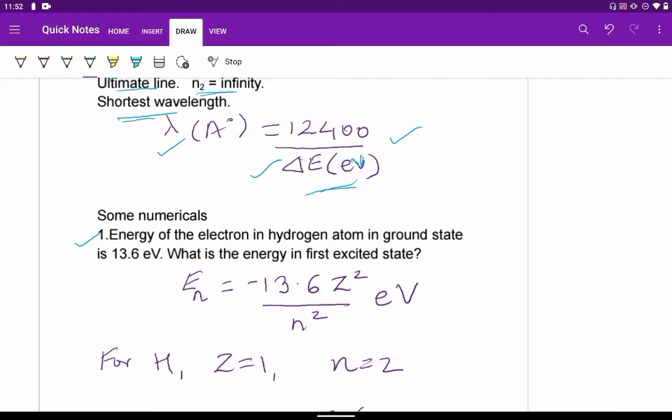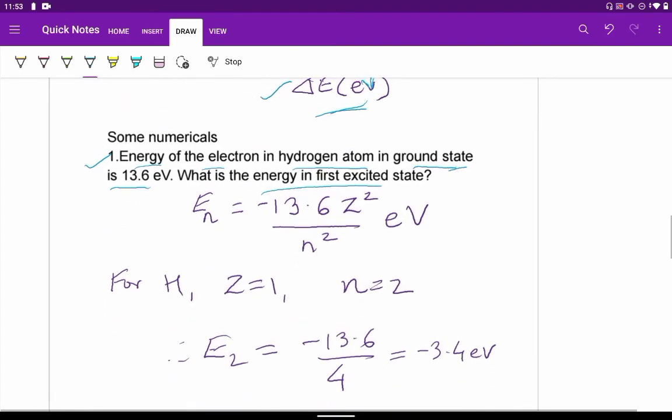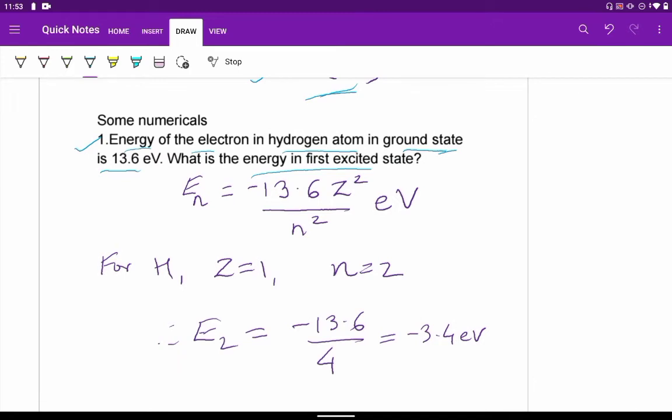Let us see. First is, if the energy of the electron in the hydrogen atom in its ground state, that is, when the electron is in the lowest state, is 13.6 eV, then what will be the energy in the first excited state? Now we have to use this formula: En equals minus 13.6 Z square by n square eV. We know that for hydrogen Z equals 1.